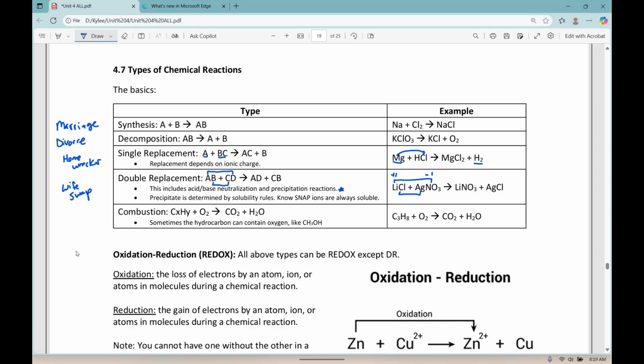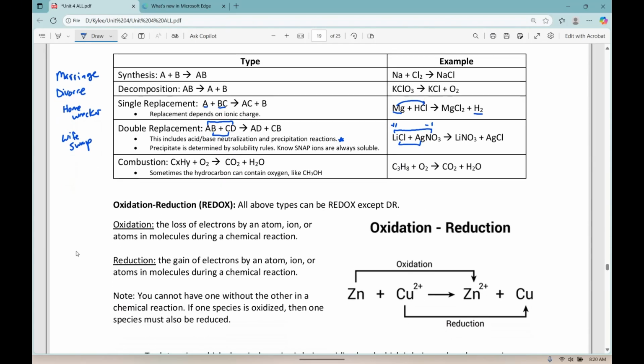I don't have a special name for combustion that helps you remember it, but it is the most specific type of reaction. It is a hydrocarbon, so it has to be some C and H compound. That's why it says X and Y, because we can have any number of C's and any number of H's. And it's very specific. It has to be reacting with oxygen, and the products will always, always, always be carbon dioxide and water. Now, one thing to note is that our hydrocarbon, the CxHy, can contain oxygen.